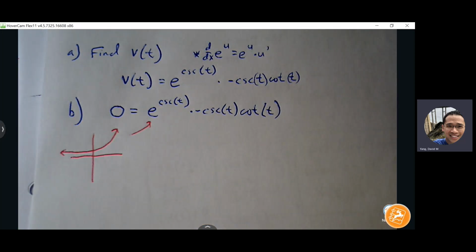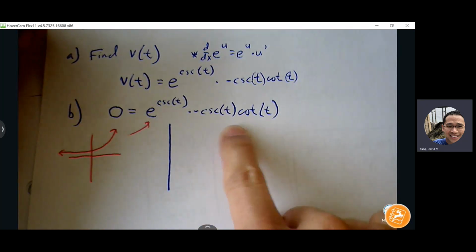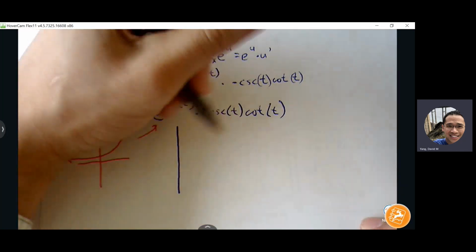And if you try to algebraically go through it, taking the natural log of both sides, you're going to see that it's not going to exist. So there's nothing that we can find in terms of an x-intercept. So it's just going to be focusing on just this portion here, right? This negative cosecant t cotangent t.